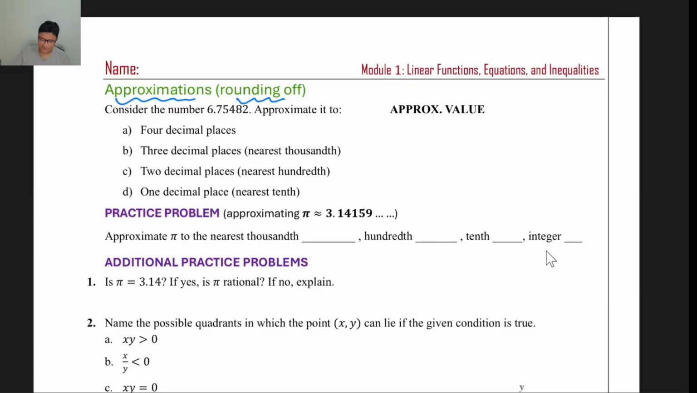Because this is something sometimes emphasized a lot and taught in high school. So depending on where you did your high school, you might already be comfortable. In that case, you can move on. Okay. I will demonstrate with this example. 6.75482. Right? Approximate it to 4 decimal places.